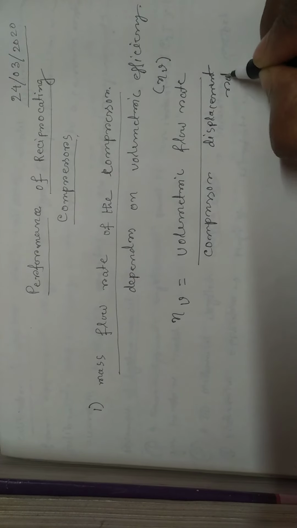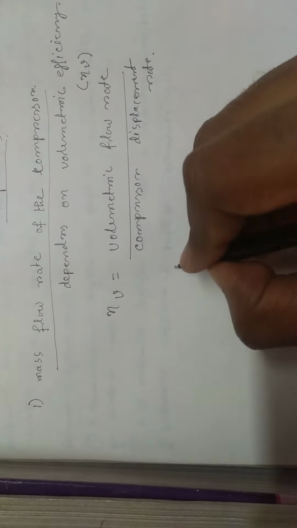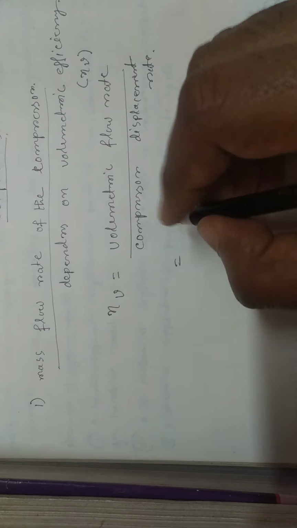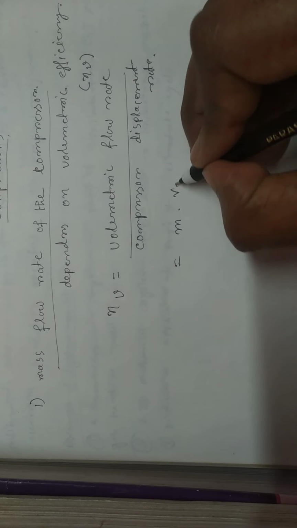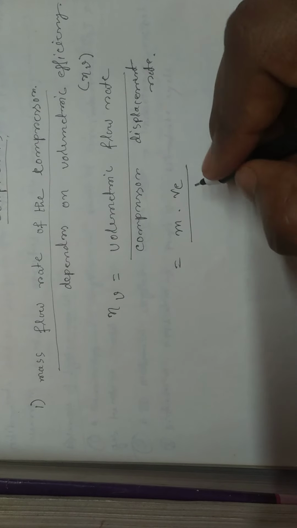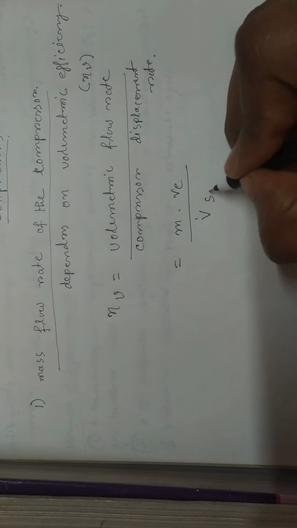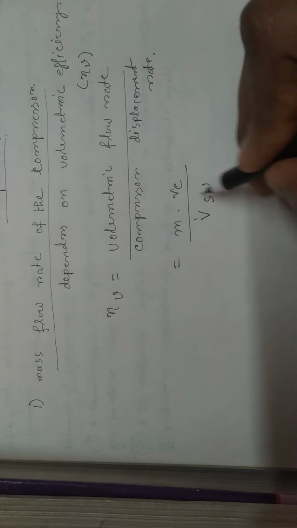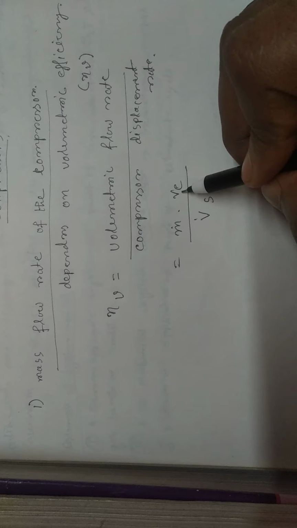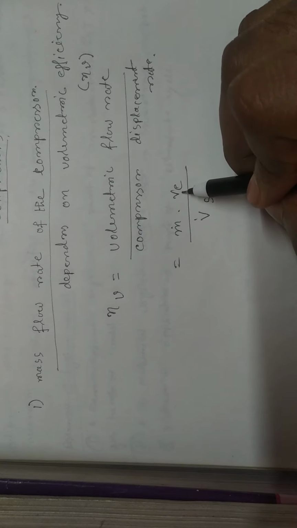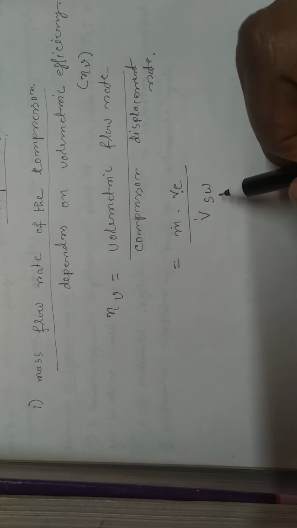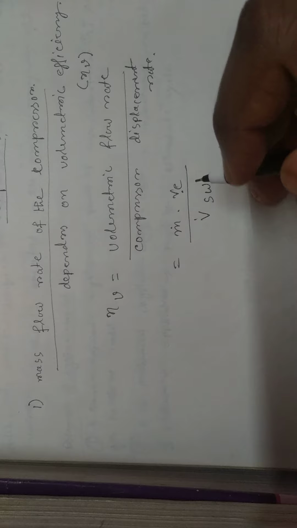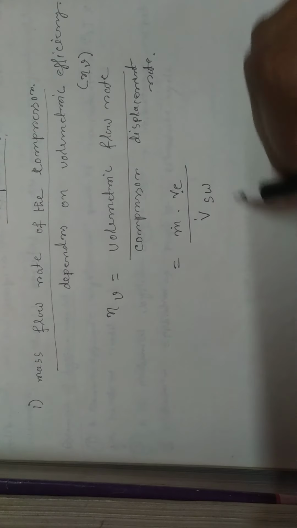the compressor displacement rate. We can also write the volumetric flow rate as the mass flow rate times V_e, the specific volume of the refrigerant at the exit condition of the compressor, and the displacement is V_sw, the sweep volume.